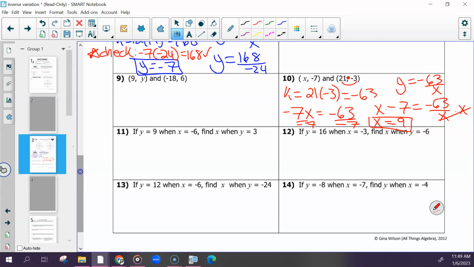Let's do a couple of the ones with words. Remember that the process is the same, even though it has words. So with 11, we have y equals 9, x equals -6. Multiply those together to find your k. After you have your k, put it into your equation. So y equals -54 over x. Here, again, we're trying to find x. So we know y is 3.